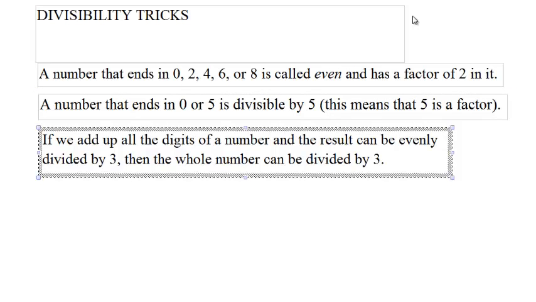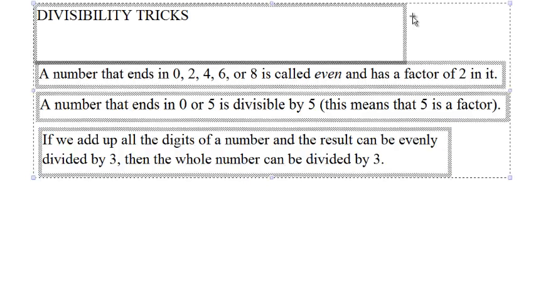The last one, a little bit tricky. If you take all the digits of the number and add them up, if the end result, which will invariably be a smaller number, is evenly divisible by 3, then the whole thing is divisible by 3. Let's do an example. Let's say we have the number 1,656. What can this be divided by?